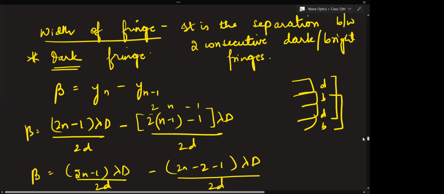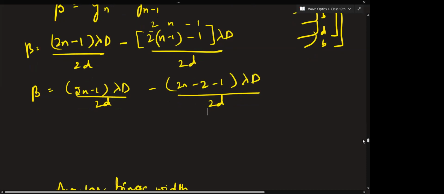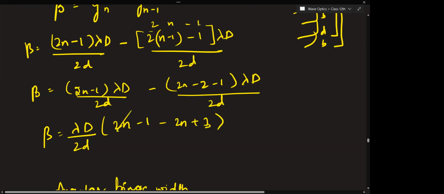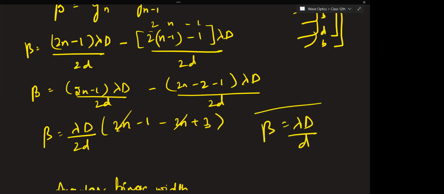Now let's take lambda common, lambda capital D and 2d we can take common, no? So lambda capital D by 2d, from here you are left with 2n minus 1, from here minus 2n plus 3. So 2n, 2n gets cancelled, 3 minus 1, 2. So that 2 will cancel this 2. So you will be left with beta is lambda D by d.